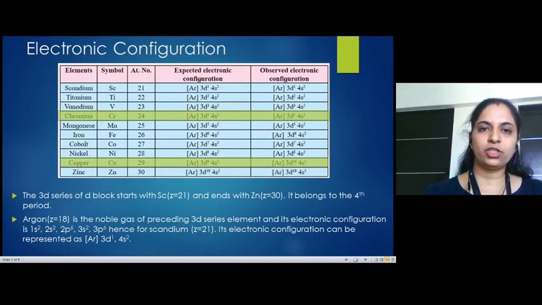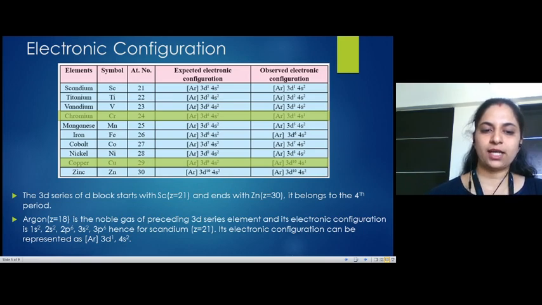Now we will see the electronic configuration of transition elements. The 3d series of D block starts with scandium, atomic number 21, and ends with zinc, atomic number 30. It belongs to the 4th period. Argon, which has atomic number 18, is the noble gas preceding the 3d series, and its electronic configuration is 1s2, 2s2, 2p6, 3s2, 3p6. Hence, for scandium, atomic number 21, its electronic configuration can be represented as argon 3d1 4s2.